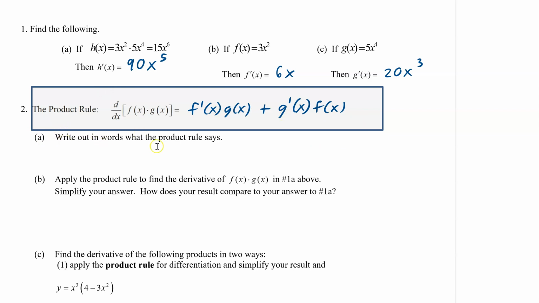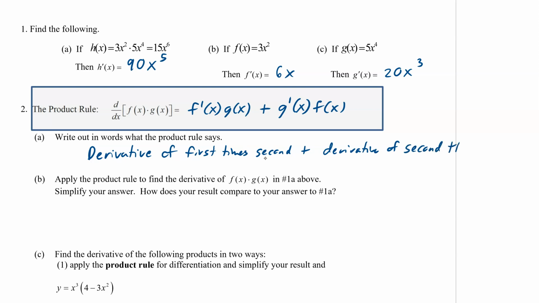So what we're going to do is write it out in words what it says, because I like to say this stuff. So I always say derivative of first times second plus derivative of second times first. So it's derivative of this first times the second, and then derivative of the second times the first. I always think of it as derivative of 1 times 2 plus derivative of 2 times 1.